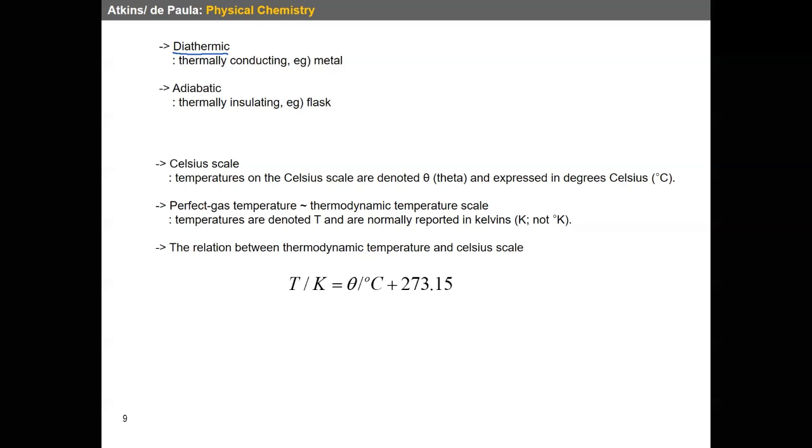So, for example, metal or some kind of ceramic material can also be diathermic materials, the boundaries. And also there is the adiabatic boundary. This is the opposite boundary from the diathermic, which is the thermally insulating material, for example, plastic.